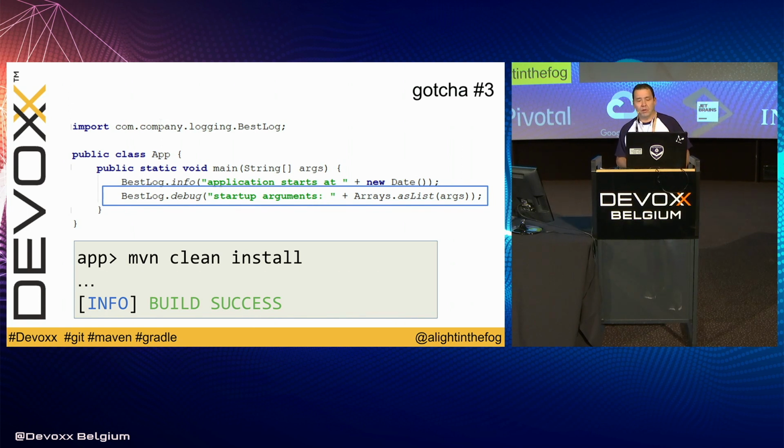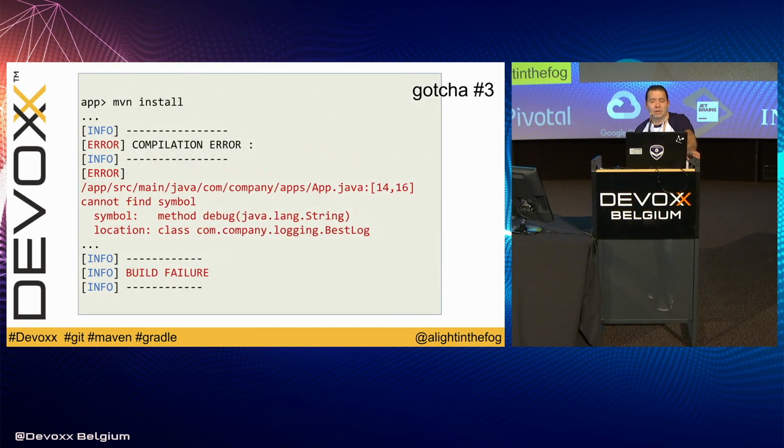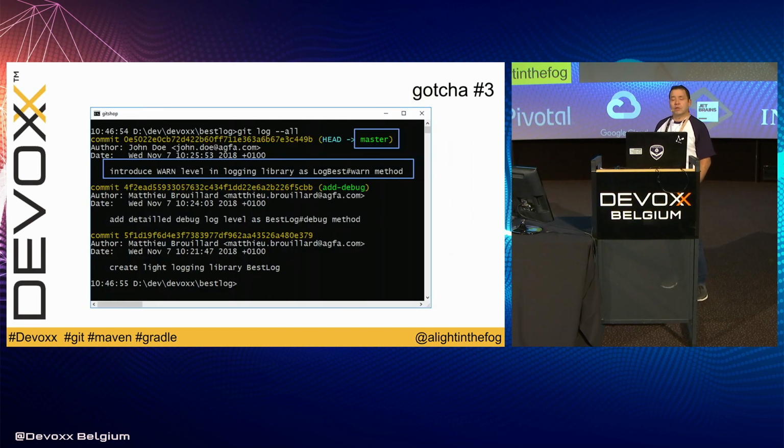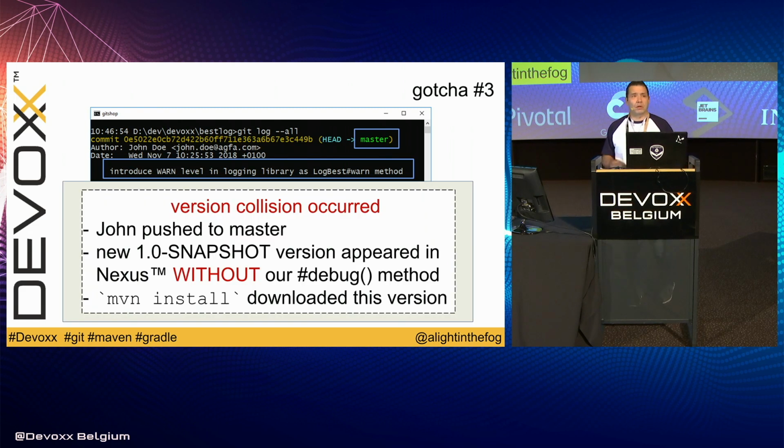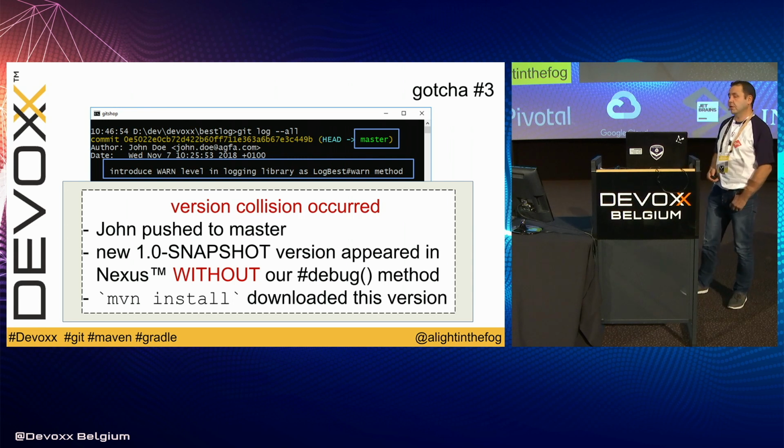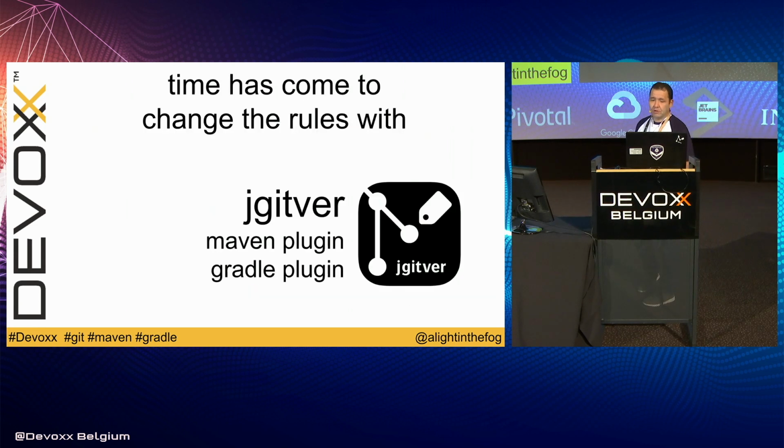My application also builds perfectly well, but 10 minutes later, after adding some new debug statements, I received a compilation error with a method that is not found anymore. I spent some time to understand what occurred, and in fact, meanwhile, John, a colleague of mine, had pushed a new version because he needed a trace level. By pushing that, a new version appeared on our central Nexus server in our company, and when I ran Maven install, I downloaded this without my debug method. So now I need to stop my development and resync again and so on. So here we have faced a version collision.